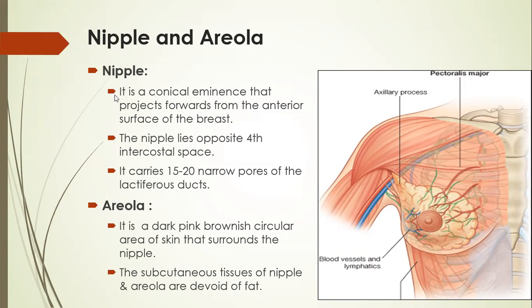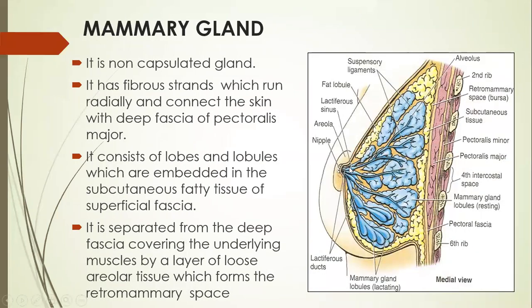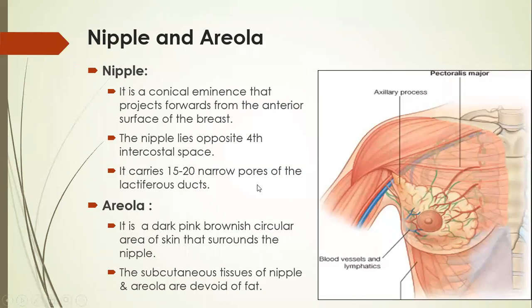So here you can see the nipple and the areola. The nipple is a conical elevation that projects forwards from the anterior surface of the breast. This nipple usually lies in the fourth intercostal space, and it carries 15 to 20 narrow pores of the lactiferous ducts. It will have multiple pores, called openings. These are the lactiferous duct openings. If you see here, these are the lactiferous ducts opening separately. All these are the lactiferous ducts, around 14, which will be opening here, or sometimes more, 15 to 20 also.